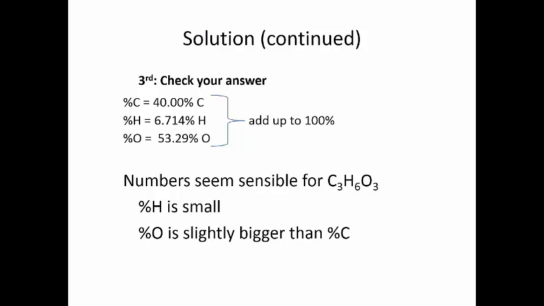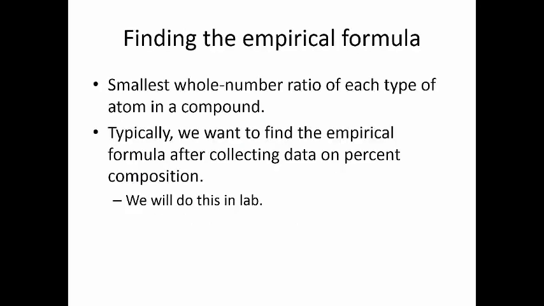We also want to be able to do the opposite of this, to be able to go from the percent composition to the empirical formula. So just a reminder, the empirical formula is the smallest whole number ratio of each type of atom in a compound. So when we show the empirical formula, that's what we're showing.